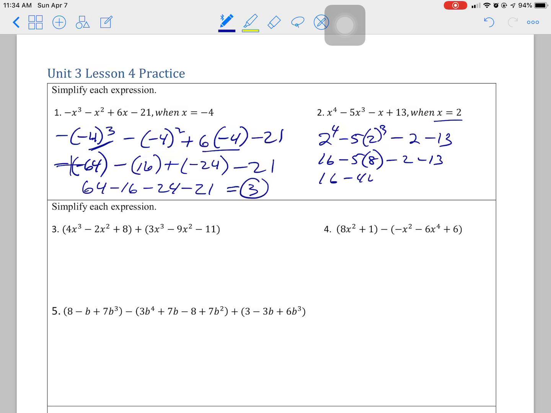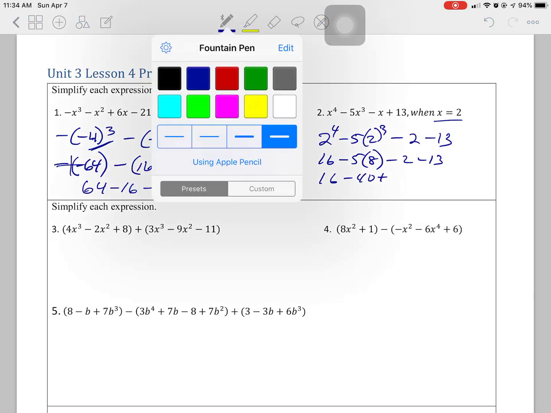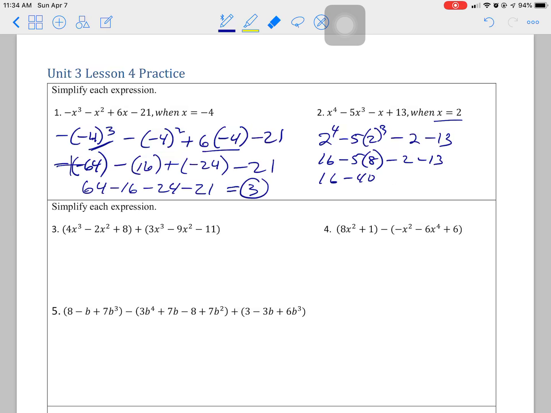16 minus 40 minus 2 minus 13 is not what I had before. Is that a plus 13? Oh, it's a plus 13. Sorry. Which is a total of negative 13.